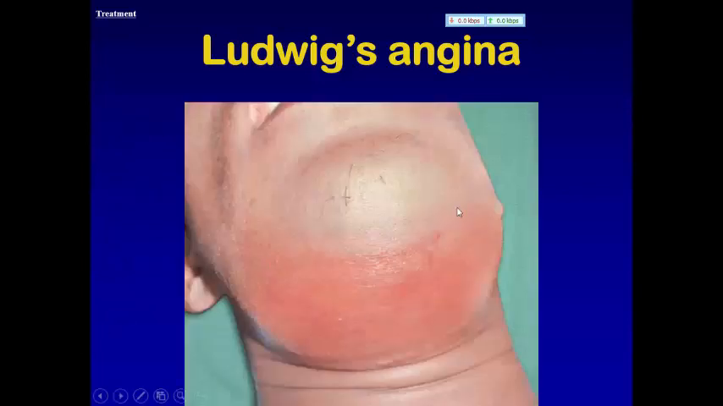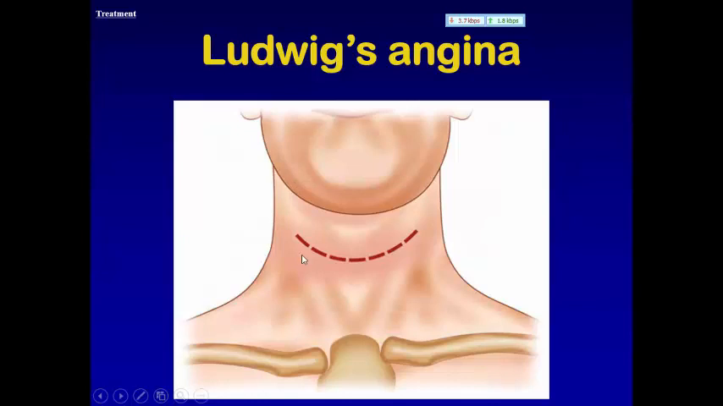This is a Ludwig's angina patient. You can see here severe, diffuse swelling with brown edema, with features of infection, and it is treated by surgery through this incision. The incision should be deep, extending into the deep fascia, and also cutting both mylohyoid muscles.